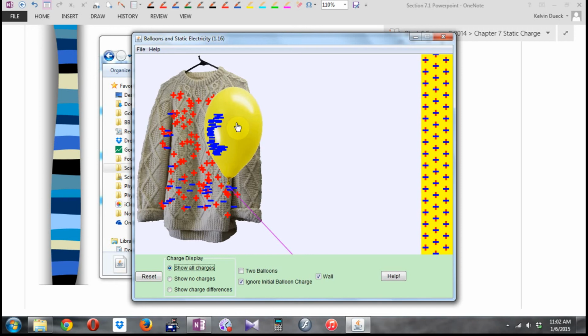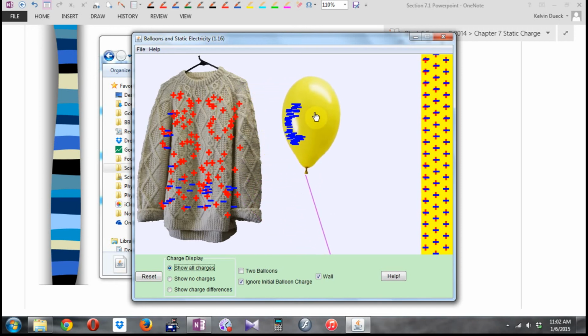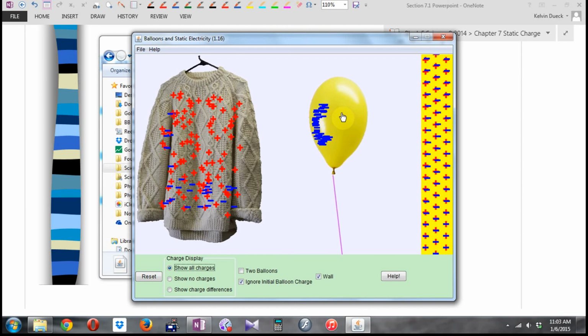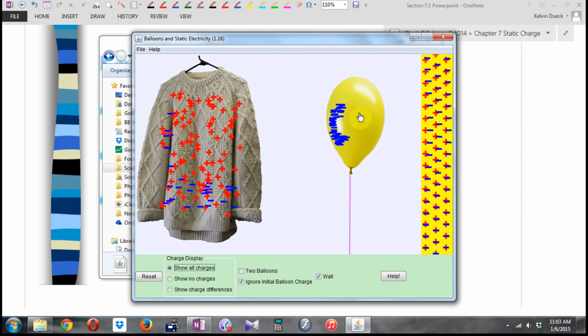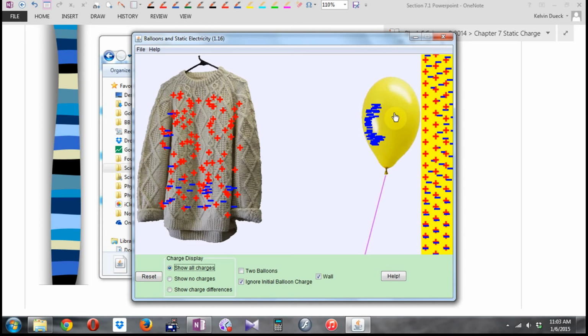Watch what happens. Watch the wall. Notice what's happening to the electrons in the wall as the electrons in the balloon get closer. What's happening to the electrons in the wall? Which means the very edge of the wall is now charged which way? It's a net positive. And the balloon is?